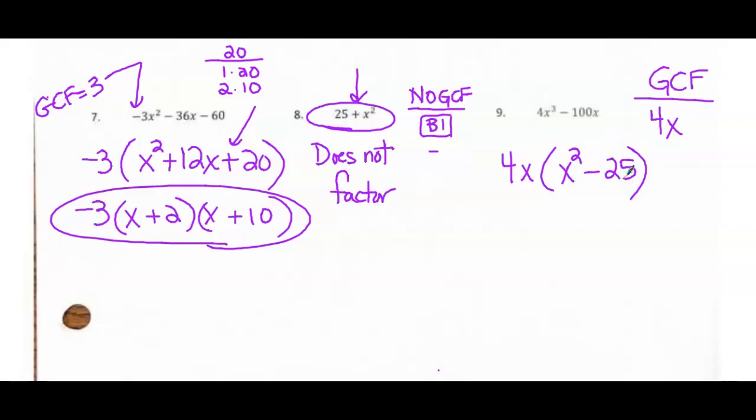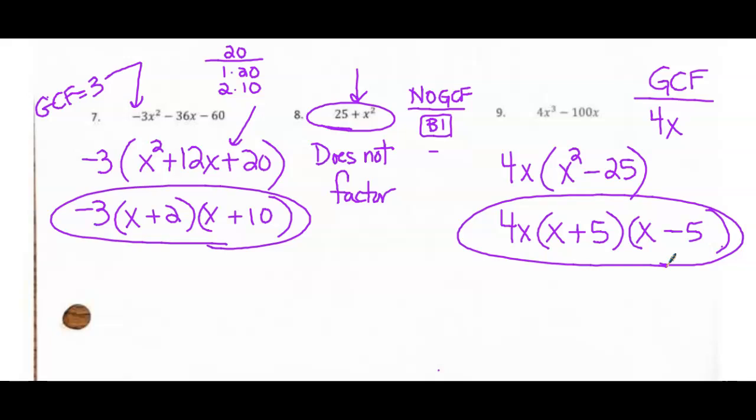But remember, don't stop there. Inside your binomial, we know it's a binomial, we have to ask ourselves, is this subtraction? Yes. Are they perfect squares? Yes. So you have to take this one more step. Remember, difference of perfect squares has 1 plus and 1 minus. The only thing to get x squared is x and x. To get 25, the square root is 5. And there is the answer to the last one.